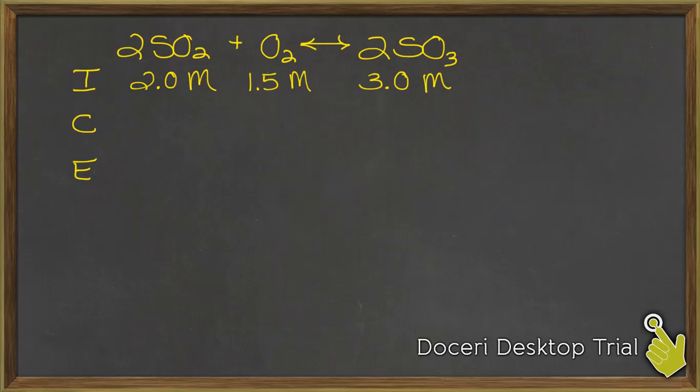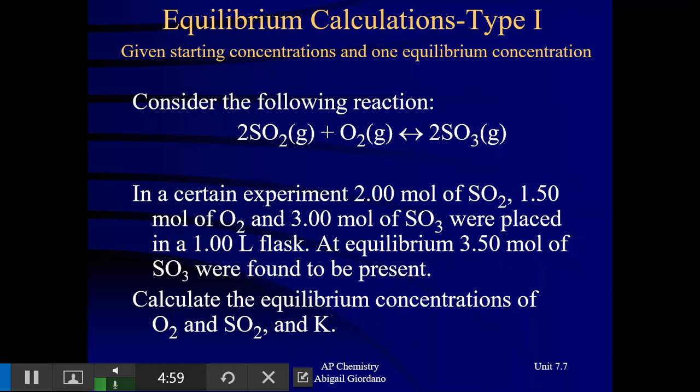C stands for change, and I'm not quite sure how they're going to change yet. Are these numbers going to increase or decrease? We'll come back to that. I like to draw a line in between C and E, because E is equilibrium. All right, let's see what we know, if anything, about the equilibrium conditions.